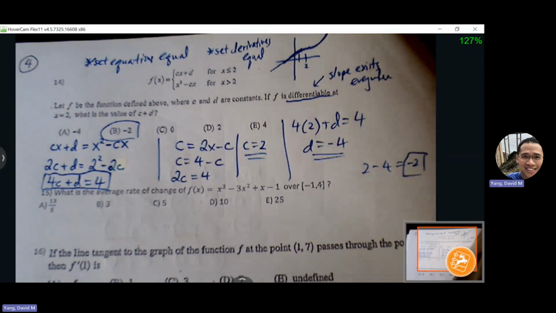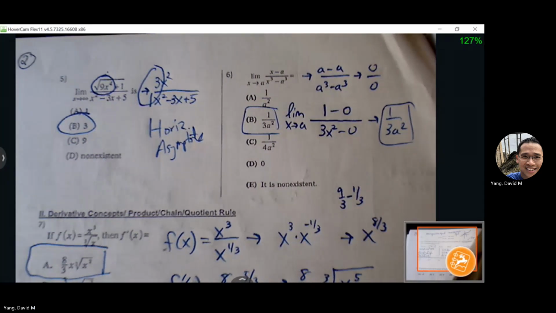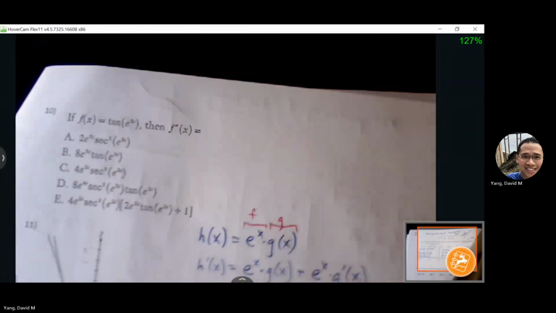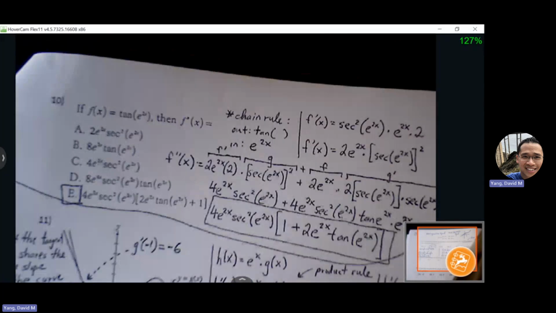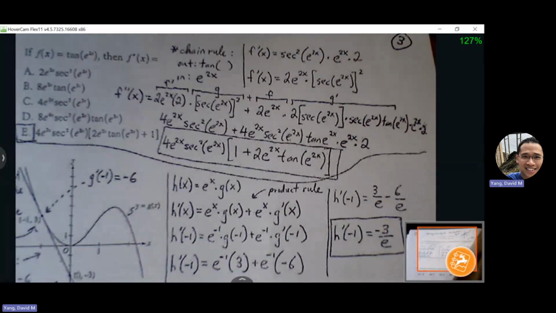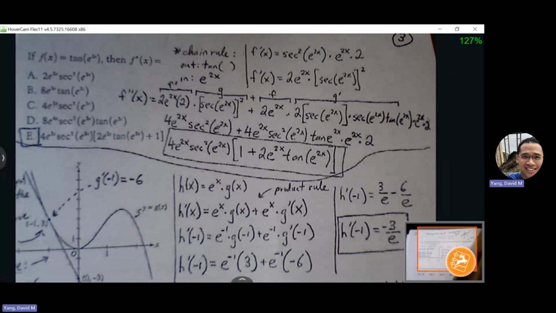Problem number 10. Yeah, 10 is a little messy. Chances are your AP problem won't be as messy as this. It's not going to be as messy as this.